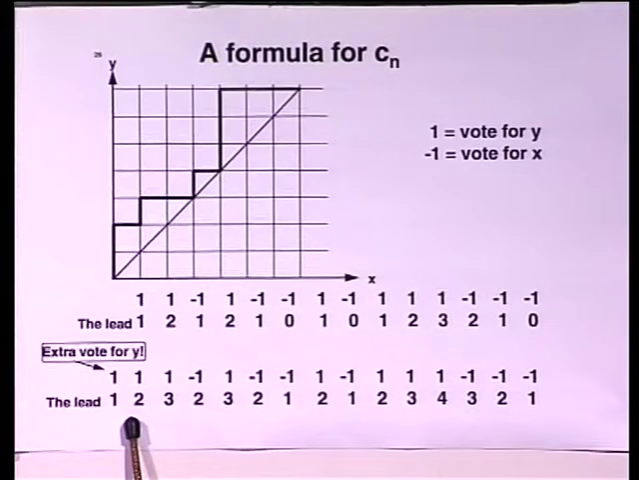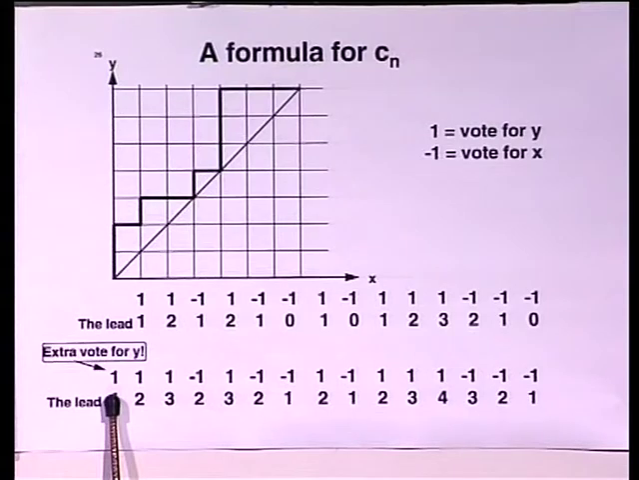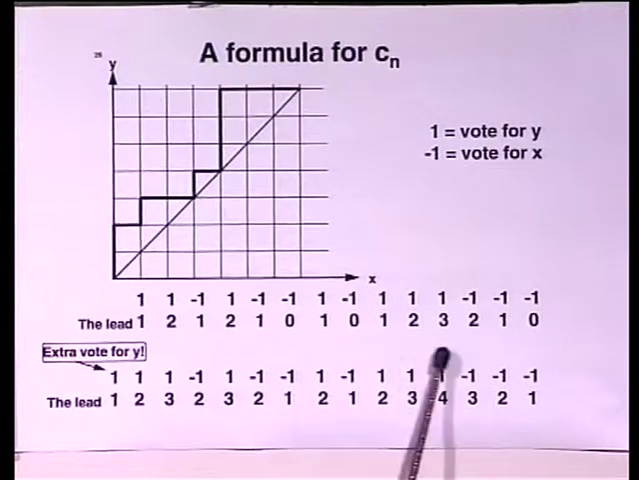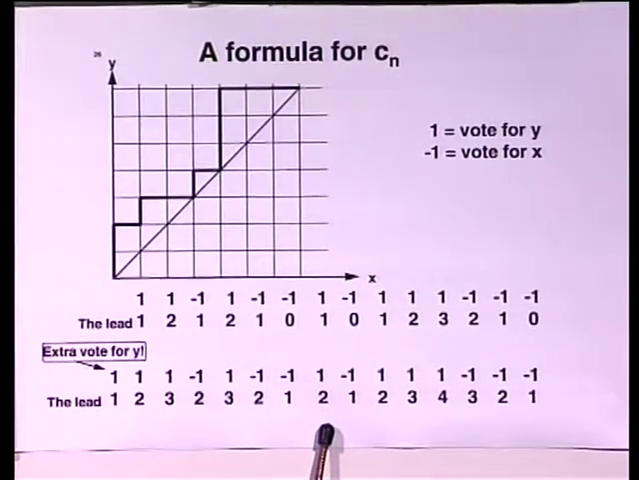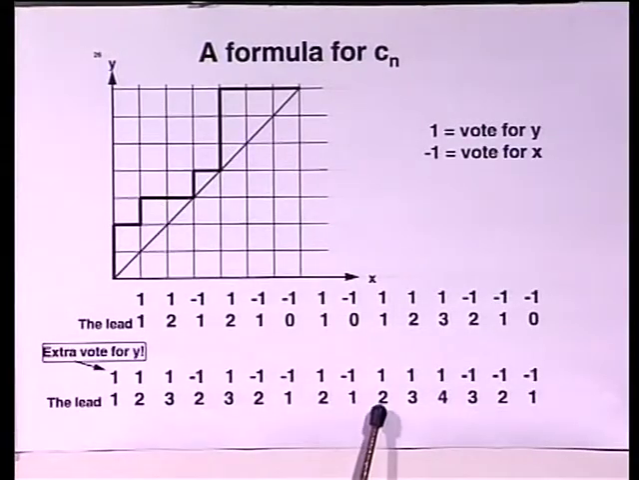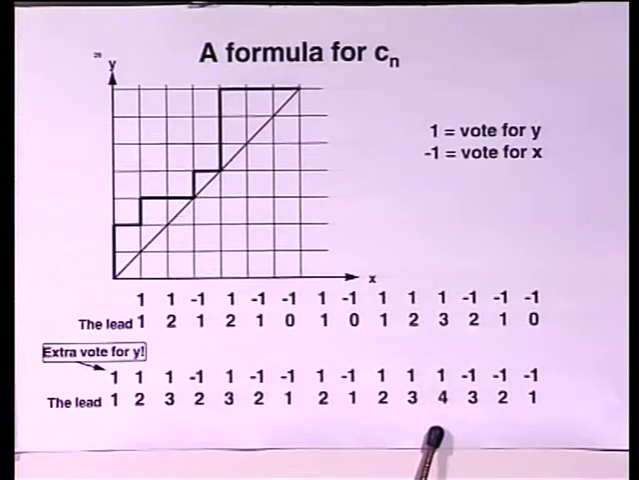Well now, let's imagine that before the election begins, Y's mother comes along and casts a secret and illegal vote for Y. And we see that in this next piece of the diagram. Here's the extra vote for Y. And this extra vote for Y means that not only does he no longer fall behind, as up here, but his lead is always one more than it used to be, and therefore he's always ahead. So we have now a sequence of 1s and -1s with an extra +1, where the sums always stay positive.